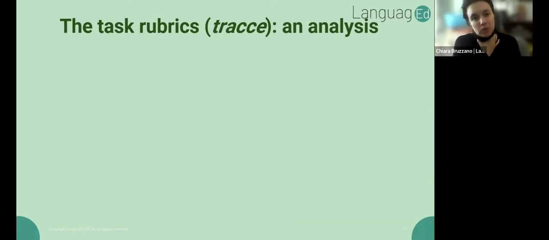Have a look at the possible task rubrics, the possible tracce that you can get. I'm going to show you a few examples taken from real life from the past couple of years. I'd like you to look at them and try in your mind to think about the differences between them. What is different in the topics, what is different in the requirements of the different tasks? And then I will give you my analysis to summarize them.